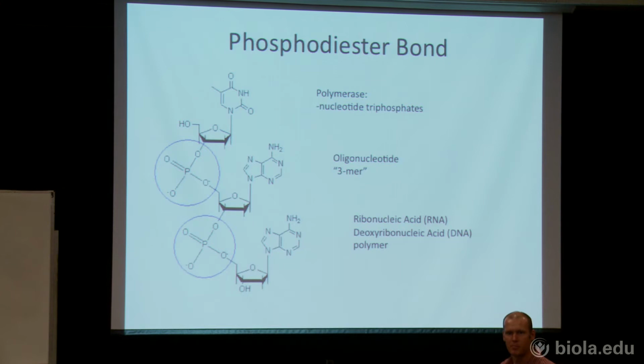This is what we call an oligo, or an oligonucleotide. It's beginning to be a polymer of multiple nucleotides. I'll usually refer to these as oligos, just for short. But oligo stands for just many nucleotides polymerized together. And this one is called a three-mer, indicating it's got three nucleotides in the polymer. So you can have a 10-mer, a 16-mer, a 100-mer, just how many units do you have, right?